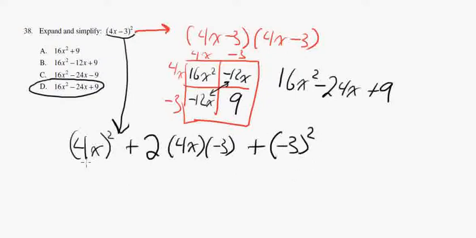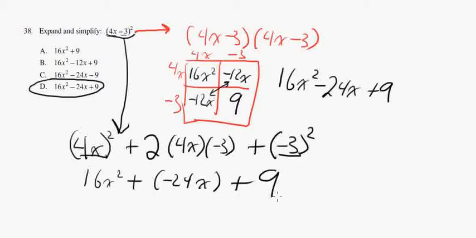Okay, so 4x is the 4x here, the negative 3 is a negative 3. So whenever you're squaring a binomial, you can always expand it this way. And when you do this, you get, well, 4x squared is 16x squared, plus 2 times 4x times negative 3. 2 times 4 is 8, 8 times negative 3 is negative 24x, plus negative 3 squared, which is 9. This answer and this answer are the same.